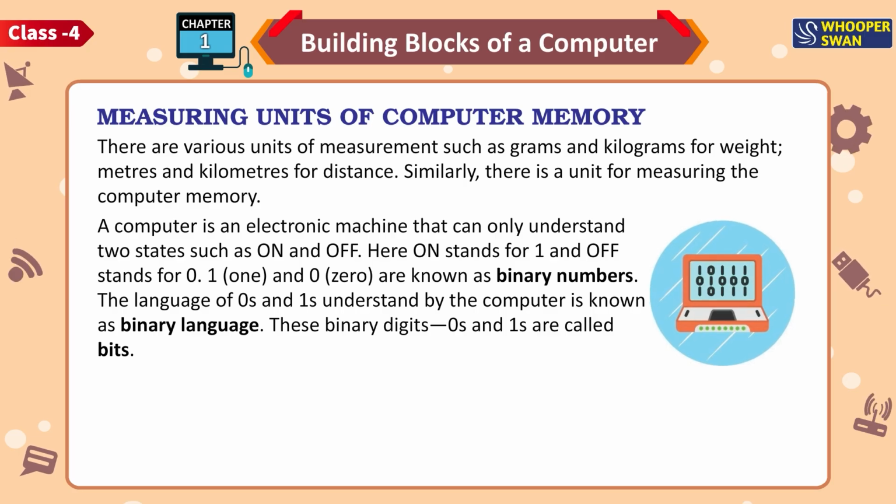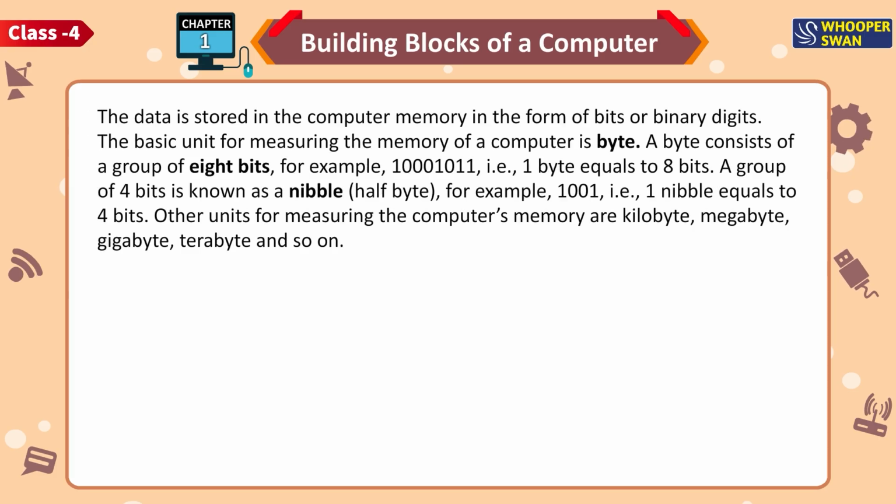1 and 0 are known as binary numbers. The language of zeros and ones understood by the computer is known as binary language. These binary digits, zeros and ones, are called bits. The data is stored in the computer memory in the form of bits or binary digits. The basic unit for measuring the memory of a computer is byte.